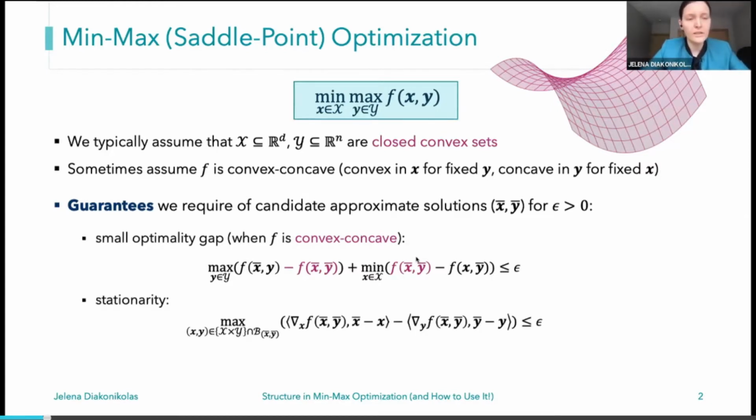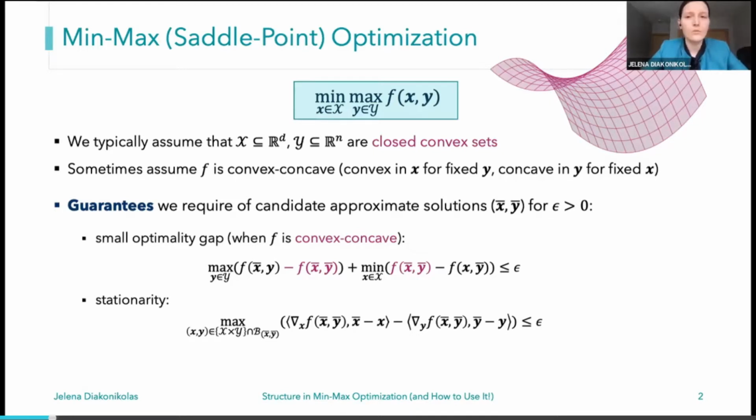Another type of guarantee is in terms of stationarity. If this doesn't make sense, just note, it's just a generalization of what you would write for standard optimization. You're just accounting that you have min and max parts. And if you were in the unconstrained regime, this would boil down to having a gradient that is at most epsilon. And it suffices for this talk to just think about that setup.